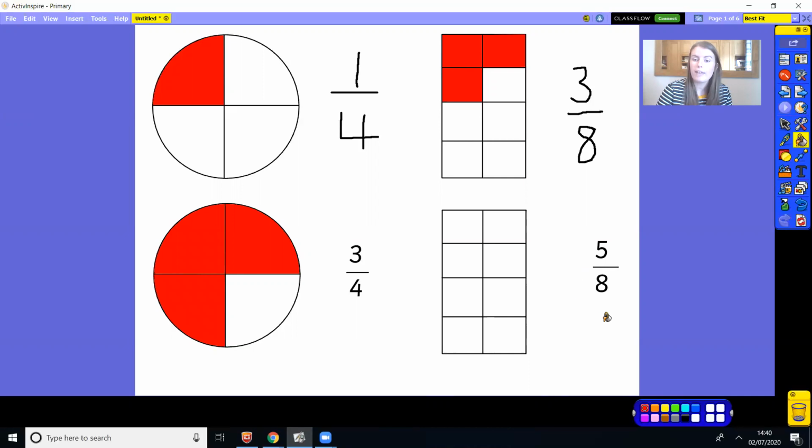On this one, we have 8 pieces all together, which is represented by this shape here, but we need to colour in 5 of them because that's our numerator. 1, 2, 3, 4, 5. They don't have to be coloured in next to one another. You can colour any 5 pieces in because it still represents that fraction. So this one is 5/8.